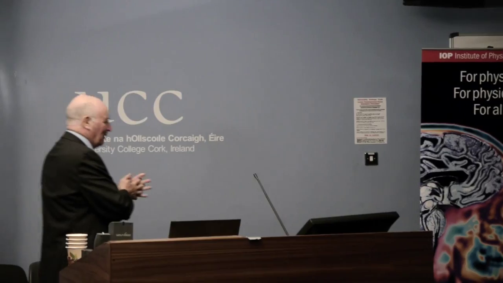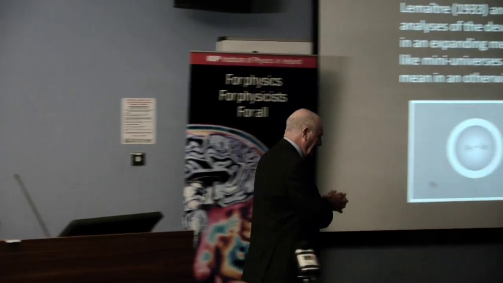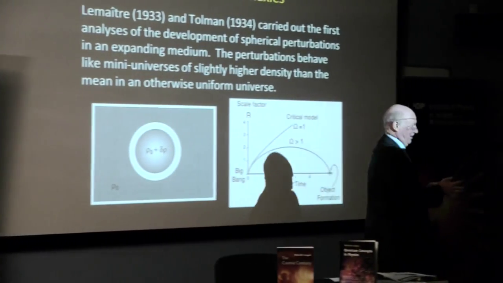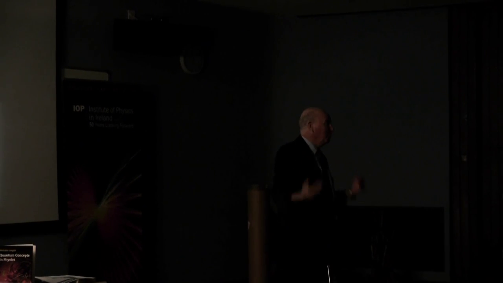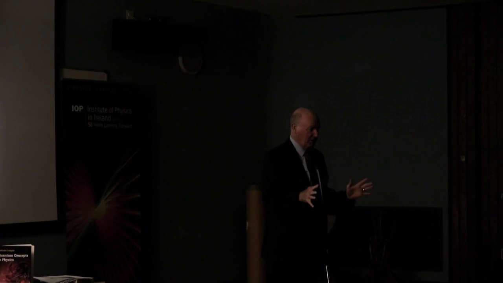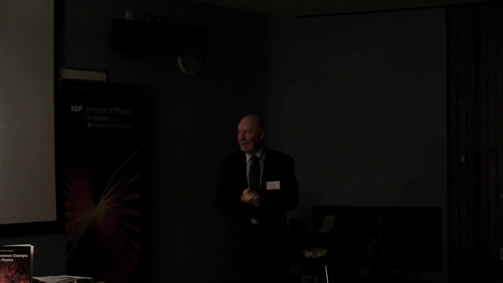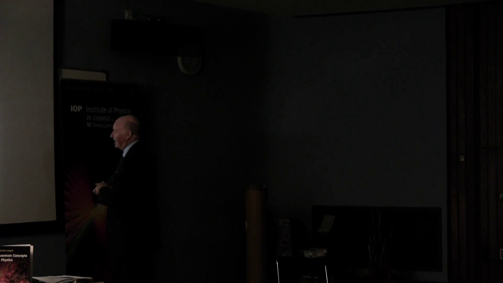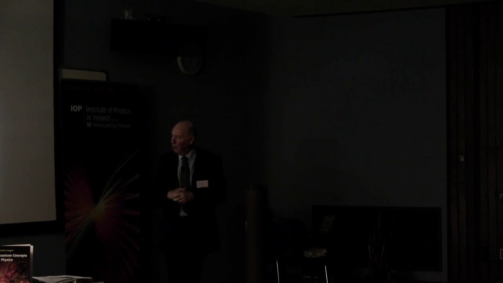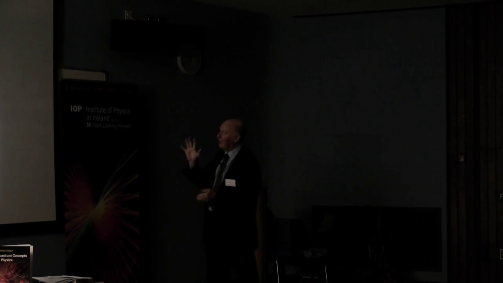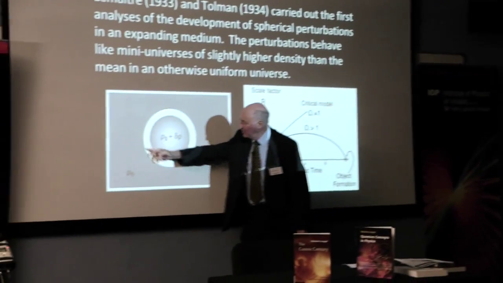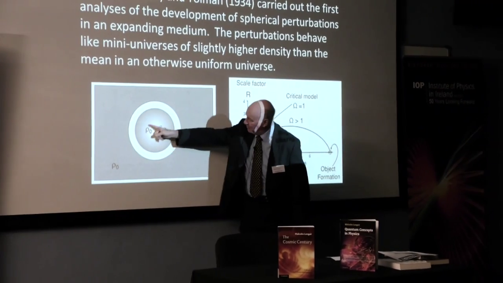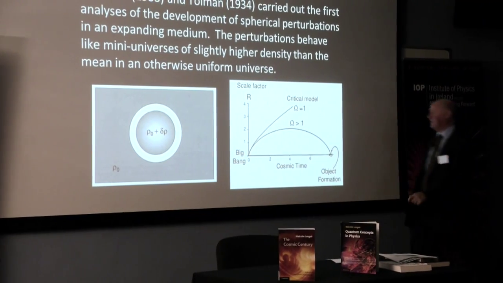Now, the only trouble about the universe so far is that we don't have any structure in it. Right? We've got a perfectly beautiful isotropic universe, and the big question is, how do we make you and me? Where do we fit into the picture? Well, to begin with, we've got to make the galaxies and then make the stars in the galaxies. But Lemaître and Tolman, in 1934, carried out the analysis of the development of spherical perturbations in an otherwise uniform universe. So take a little bit of universe and make it slightly denser.